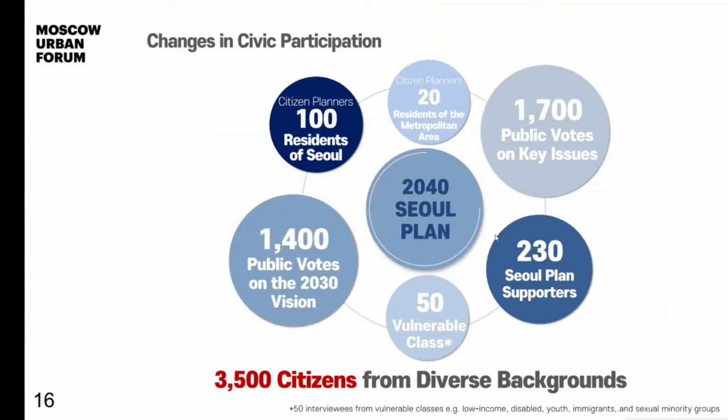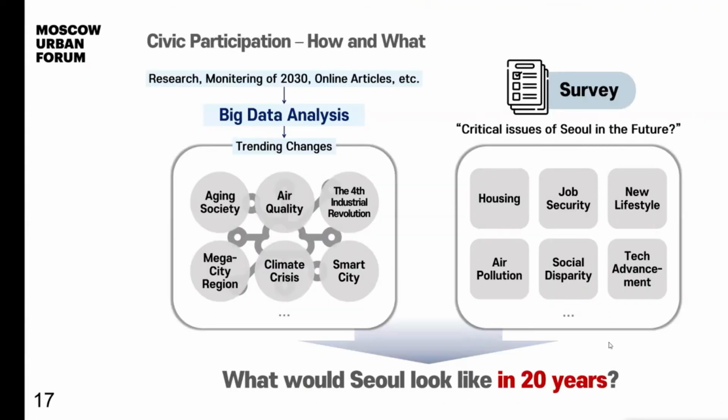And first, we changed the civic participation. Before, we had only citizens, but now we have 10 times more citizens from diverse backgrounds: people who live outside of Seoul and vulnerable classes, for example, sexual minorities, youth, and disabled citizens can participate in all the plan. And the citizens should propose 20-year long-term visions, but they don't have the information. So we prepared over the last 3 years with big data analysis, research, and monitoring, etc. With trend changes, we have a lot of information, and we have a survey, and we found the critical issues of Seoul in the future. With this information, the citizens and professionals discussed what Seoul would look like in 20 years. That took 3 months.